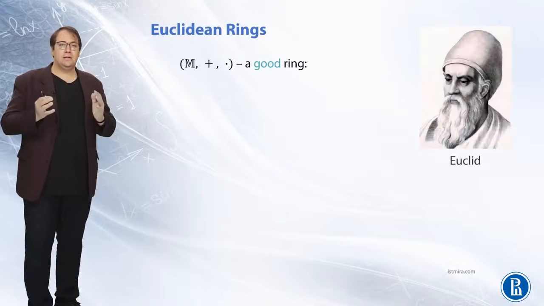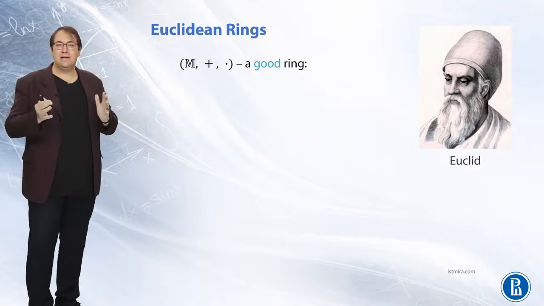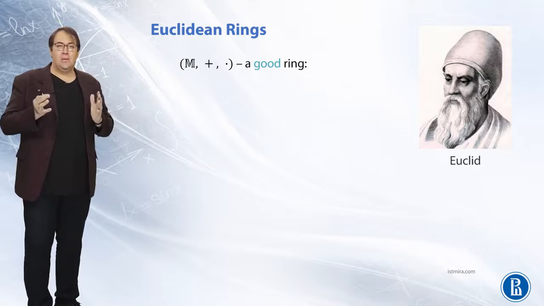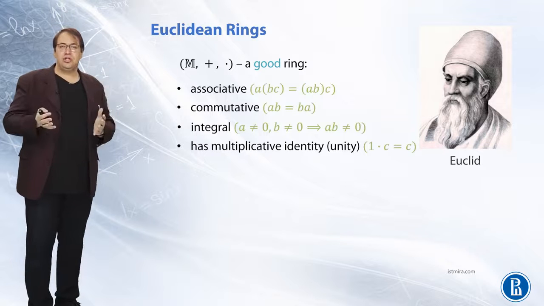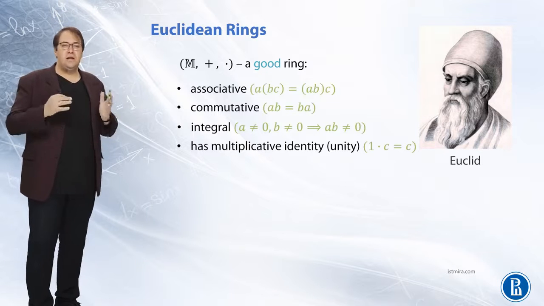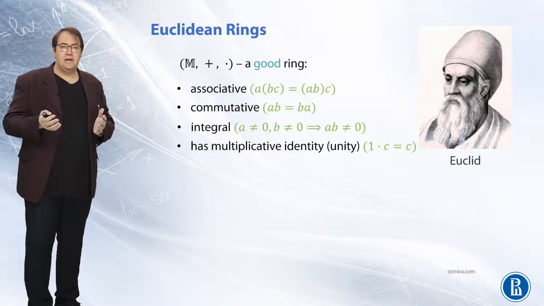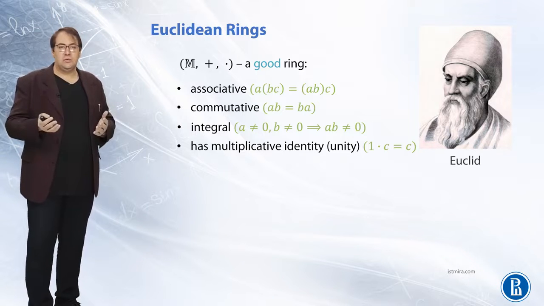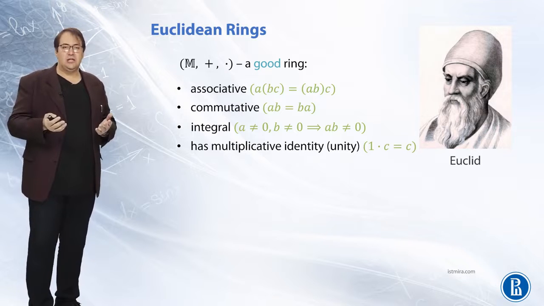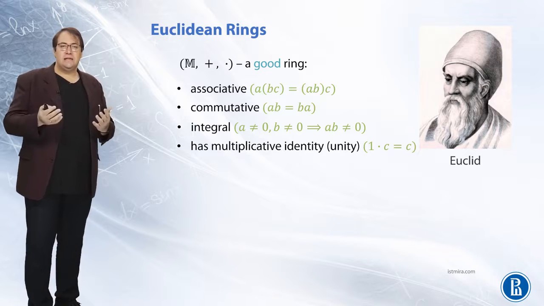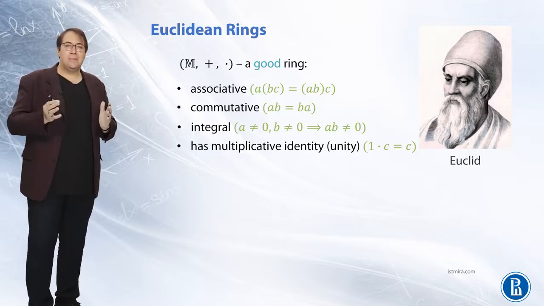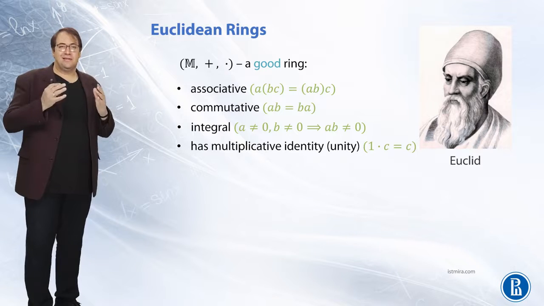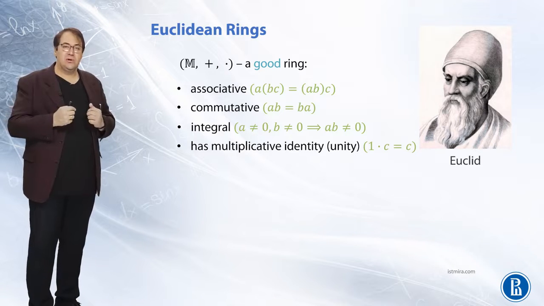First, take a good ring. What do we mean by a good ring? Well, it's an associative, commutative, integral ring with a multiplicative identity. Associative, according to the multiplication, of course. Commutative also is about multiplication. Integral means that no two non-zero elements can have product equal to zero.